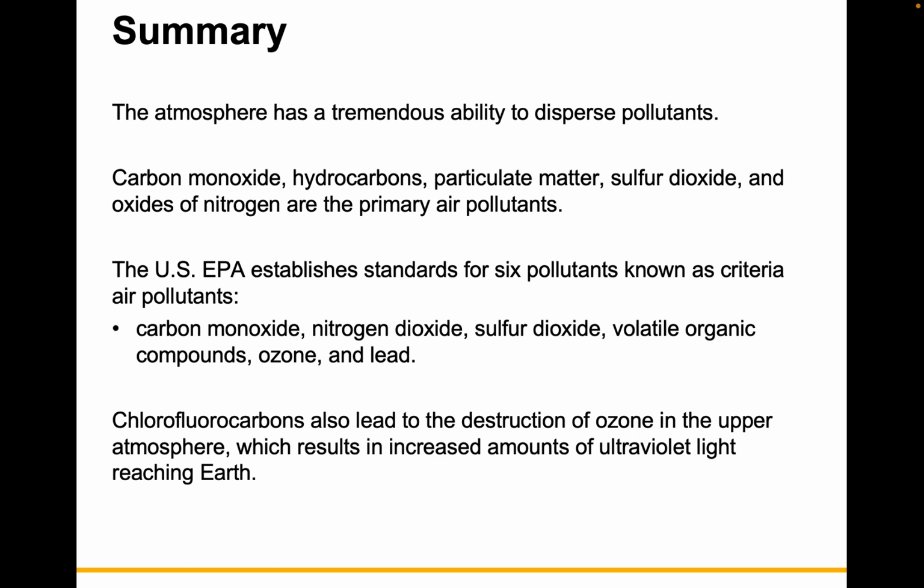All right, in summary, the atmosphere has a tremendous ability to disperse pollutants. Carbon monoxide, hydrocarbons, particulate matter, sulfur dioxide, and oxides of nitrogen are the primary air pollutants. The U.S. EPA establishes standards for 6 pollutants known as criteria air pollutants. They include carbon monoxide, nitrogen dioxide, sulfur dioxide, VOCs, ozone, and lead. Chlorofluorocarbons, or CFCs, also lead to the destruction of ozone in the upper atmosphere, which results in increased amounts of UV light reaching Earth.